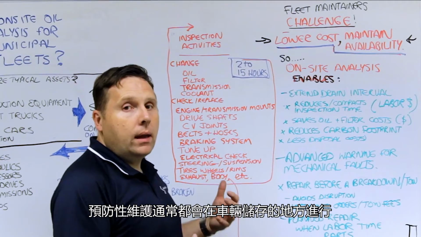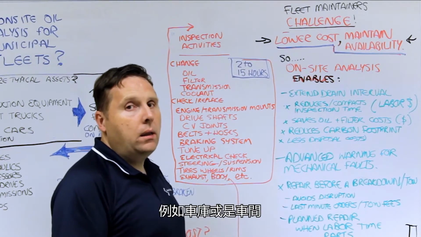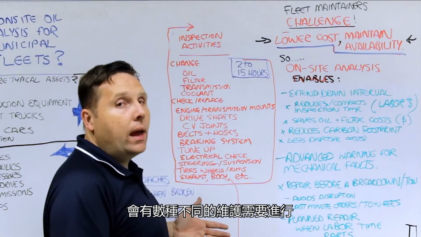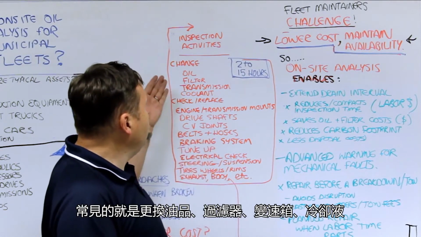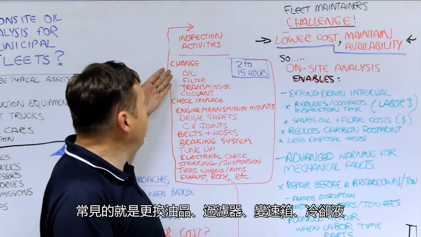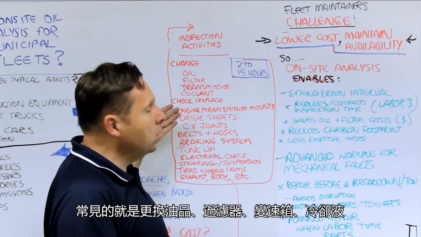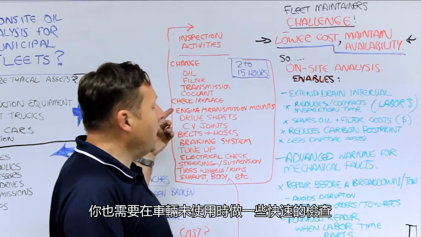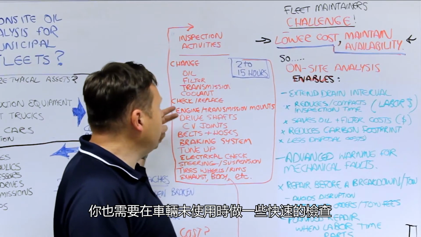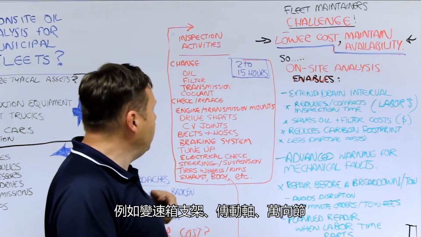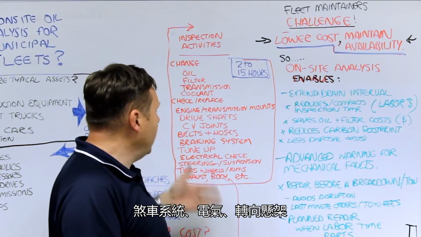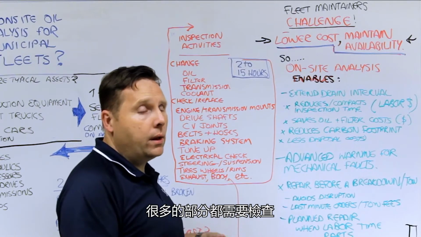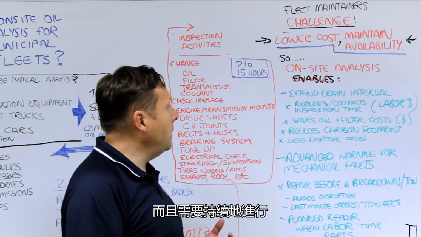A PM that is typically performed on any vehicle in the shop or the garage where the vehicles are housed can involve a number of different activities. So the obvious ones would be changing oil, fluids, filters, transmission, coolant, check or replace transmission systems. You also need to check while the vehicle is in. You need to do some quick checks like transmission mounts, drive shafts, CV joints, braking systems, electrical checks, steering, suspension. There's a variety of different tasks that are required that are continually being demanded.